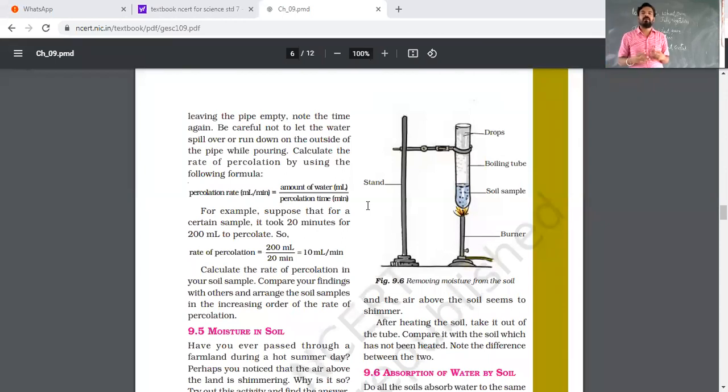One more example. If you don't know how to boil or how to take a sample of the soil, here is a very simple routine example. If you check in summer, once you are going outside in the afternoon, sometimes you will find water drops on the road. Not on the road, but above the road, you will find a shining surface. Or if you are in a desert, you will find some shining surface.